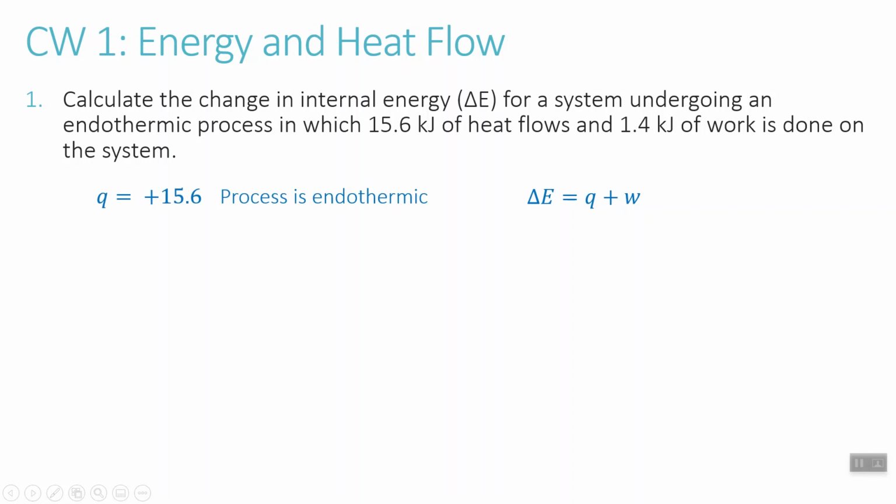So because this process is endothermic, Q, which is the symbol for heat, is going to be positive. It also says that 1.4 kilojoules of work is done on the system. So if work is done on the system, it's going to be a positive value. Think of work as just another form of energy. So if work is being done on the system, energy is going into the system. It's sort of like an endothermic process. So I just need to take these two numbers and combine them, and I get 17 kilojoules.